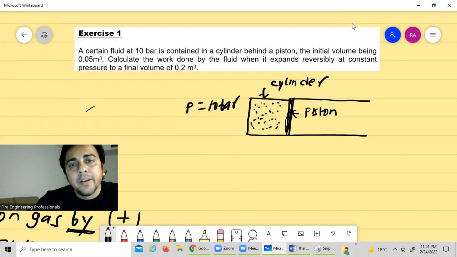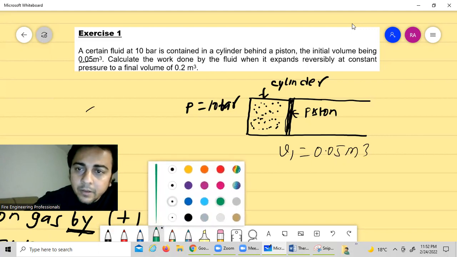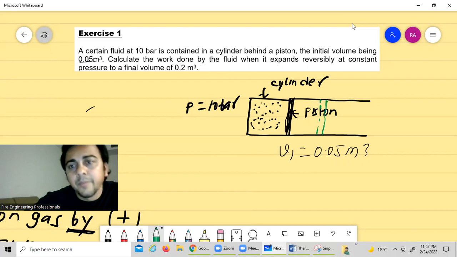10 bar contained in a cylinder behind a piston. The initial volume is 0.05 cubic meter. So this is our V1, which is 0.05 cubic meter at this point. Calculate the work done by the fluid when it expands reversibly at constant pressure to a final volume of 0.2 cubic meter. So let's say the second position is here. The piston comes to this point, which now becomes V2, equal to 0.2 cubic meter in this case.